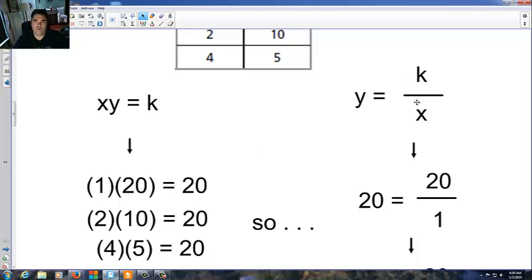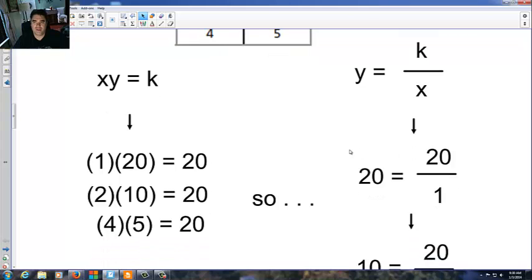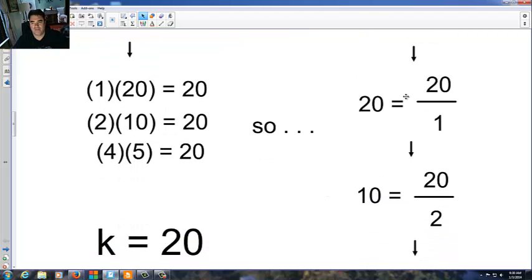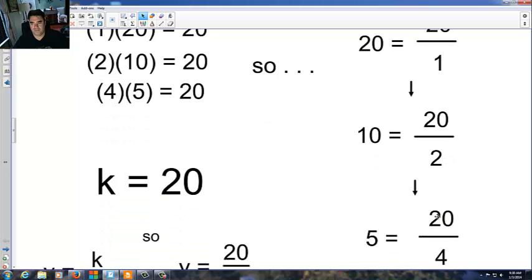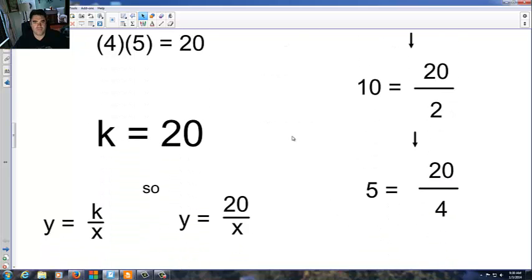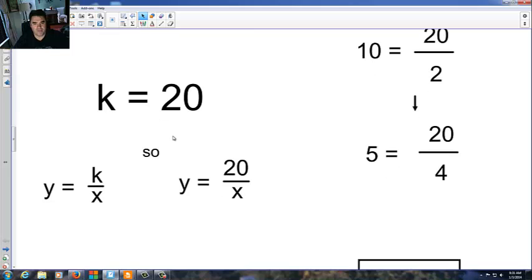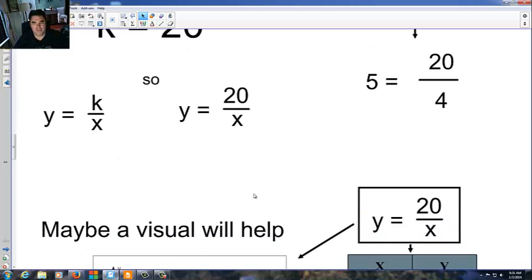So basically you have y equals k over x. If I plug it in, 20, the k, over the x, 20 over 1. 20 divided by 1 is 20. 20 divided by 2 is 10. 20 divided by 4 is 5, as shown here. See each one. So basically k equals 20. And if you plug it in, instead of y equals k over x, y equals 20 over x.